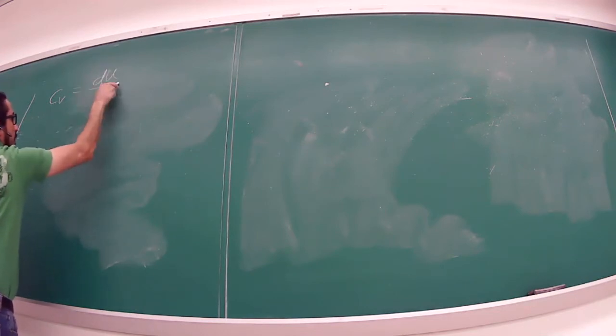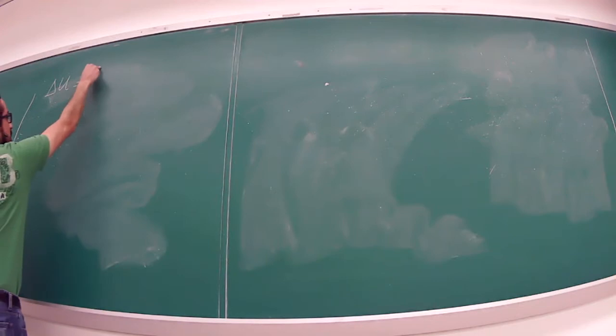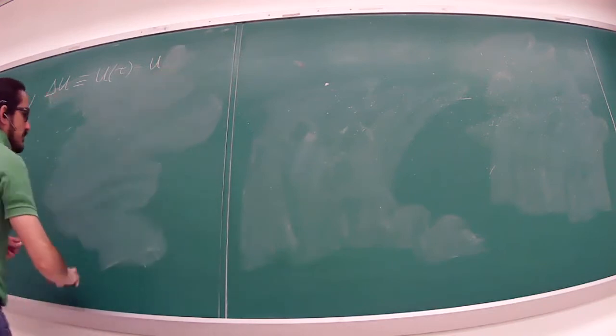So remember that the definition of the heat capacity is the derivative of the energy with respect to tau. So let's focus on this quantity first, the change in the energy. The change in the energy is going to be, how we can define it this way, as the energy at temperature tau minus the energy at temperature zero. And the energy at temperature zero, we derived it last time, is just U naught.